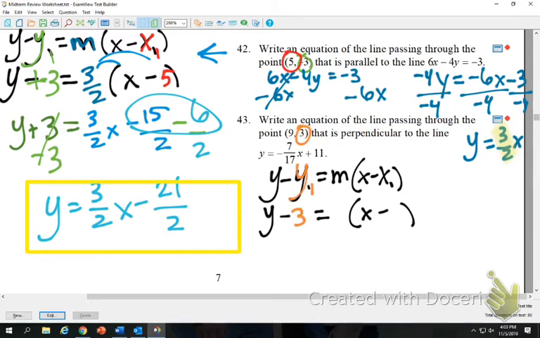My y is going to be 3. For my slope, I can just look at this one to find the perpendicular slope. It's going to be the opposite sign and flipped, so 17 over 7. And then my x is going to be 9.